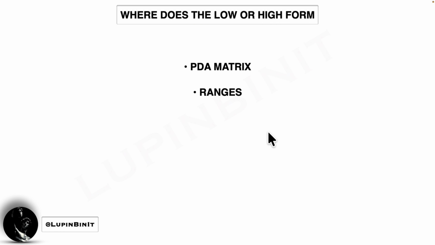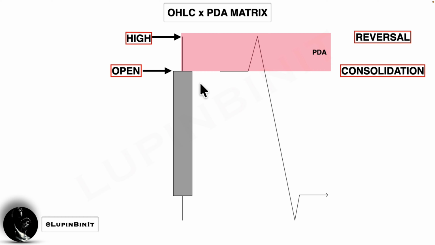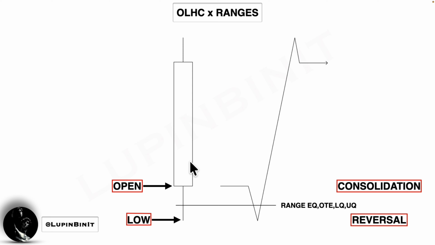Now, in relation to the PD array matrix, absolutely any PD array within the matrix. So if we are to take a look at the same previous schematic, a bullish candle will open, form its low inside of a PD array that is within the matrix, and expansion follows after to form its high. Same goes for the bearish candle. Price opens, trades into a PD array within the matrix, which is then followed by expansion in order to form the candle low.